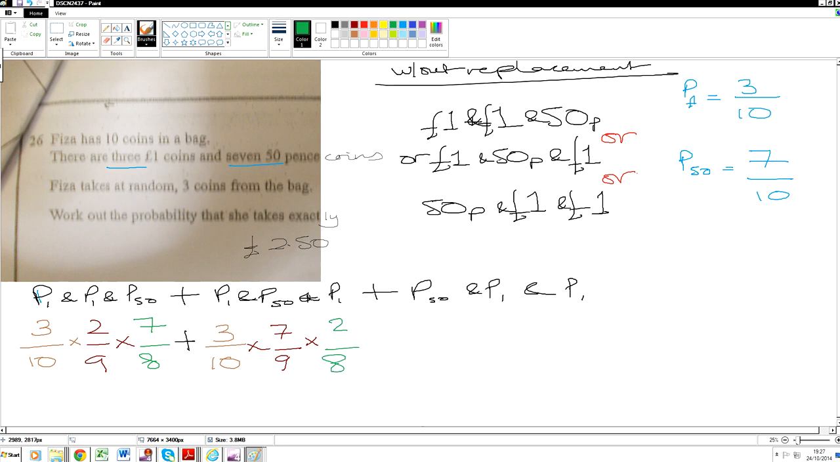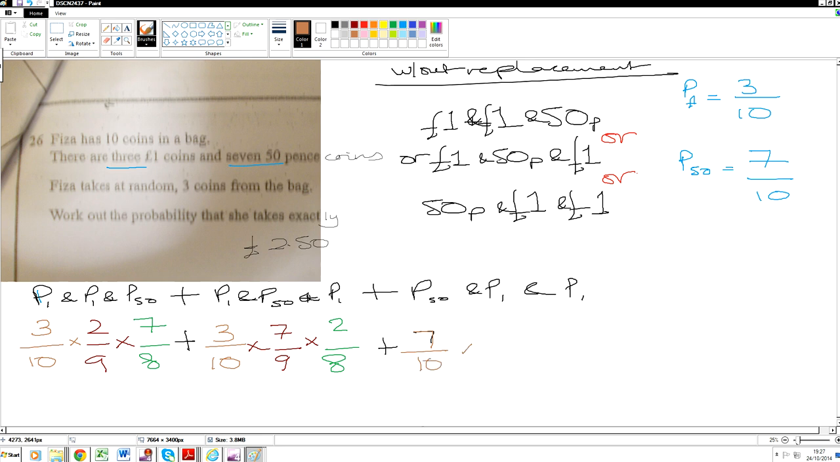Why does it sound like 7 out of 8? I'm confused. So it's 10, 9, 8. Okay, hang on a second. What's the probability of our first 50p? If you restart the question at the beginning, the probability is 7 over 10. I'm so lost. Keep recording. Okay, 7 out of 10.